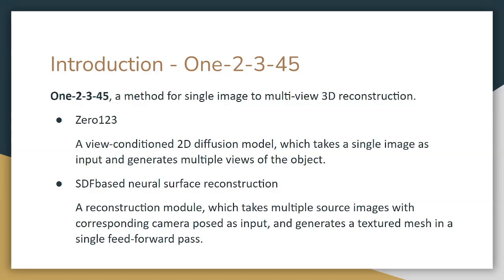One-2-3-4-5 is a method for single image to multi-view 3D reconstruction. It utilizes Zero-1-2-3 and SDF-based neural surface reconstruction. And Zero-1-2-3 is a view-conditioned 2D diffusion model, which takes a single image as input and generates multiple views of the object. And SDF-based neural surface reconstruction is a reconstruction module which takes multiple source images with corresponding camera poses as input and generates a textured mesh in a single feed-forward pass.